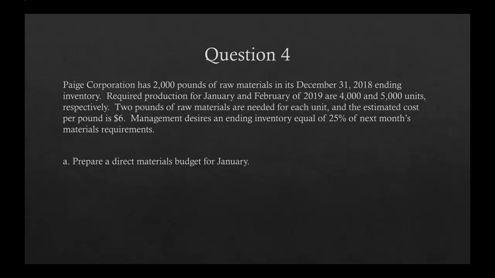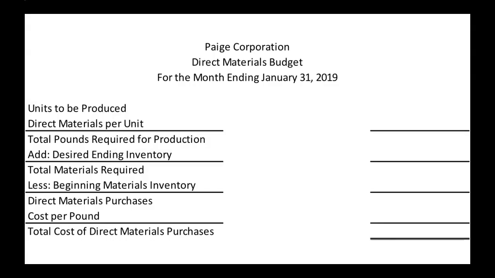So a direct materials budget is going to look like this. So we were given all of that information on the last slide. So now we just need to start filling out this direct materials budget. First piece, our units to be produced are 4,000, because we were told that the required production for January was 4,000 units.